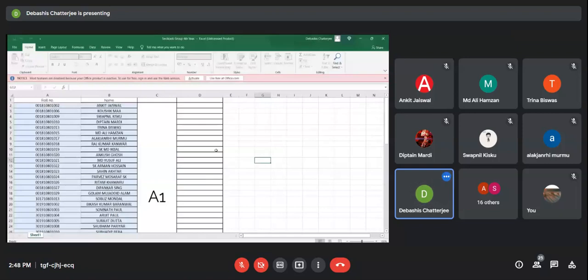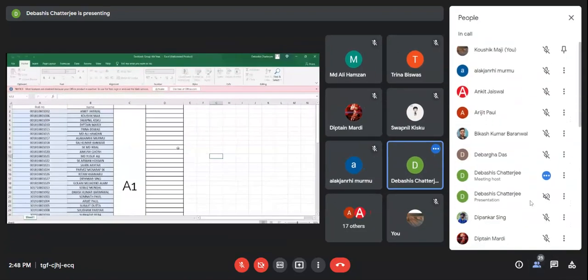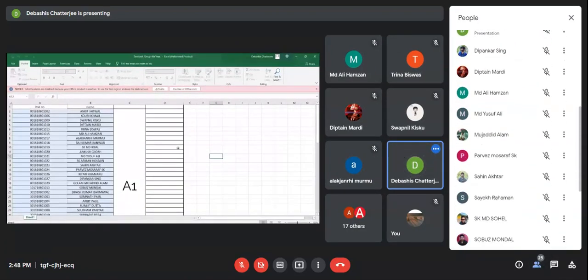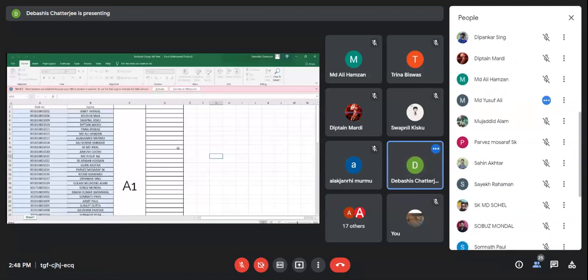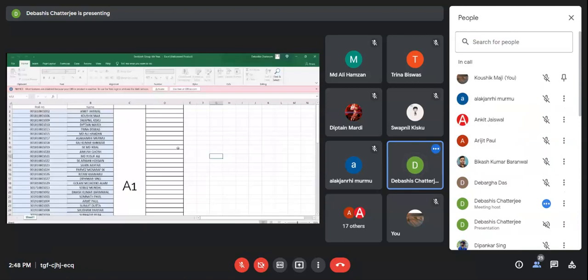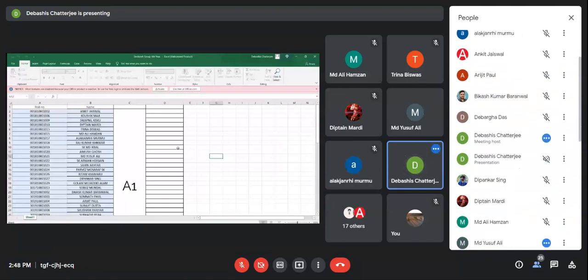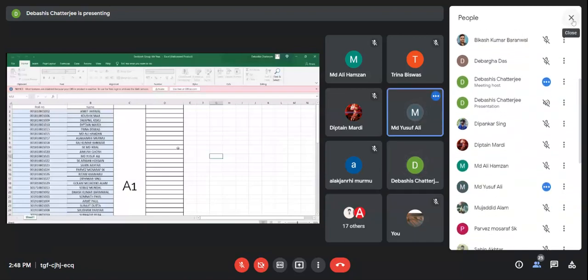Now next group is 18. Rajkumar, present? No. Mohammad Iqbal, 19, no. Ankush Ghosh, 20, no. Why is he not here? 21, Mohammad Yusuf Ali. Yes, sir. Are you there? Sir.